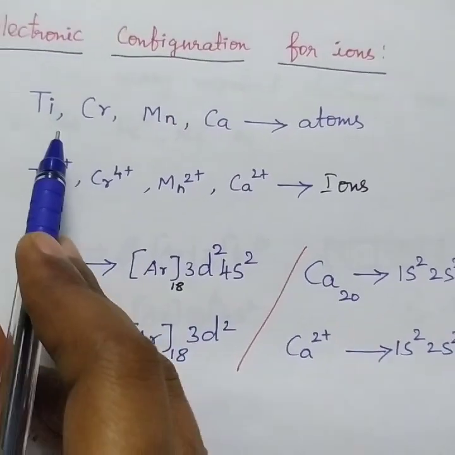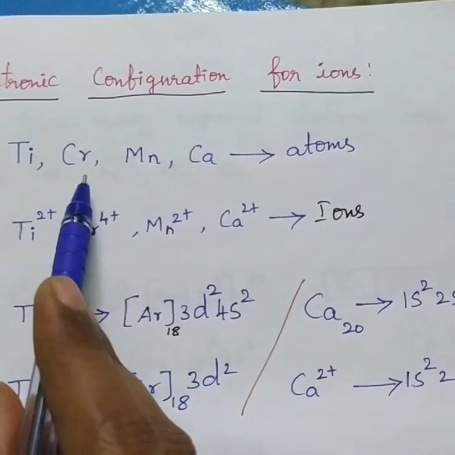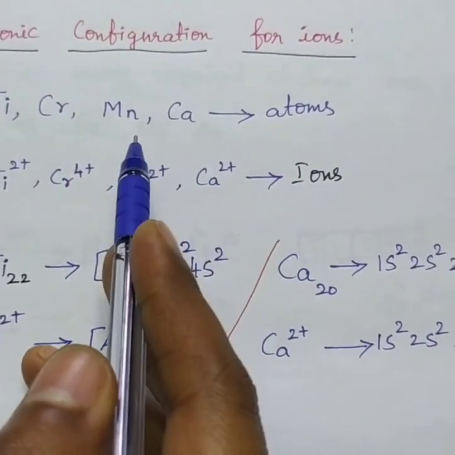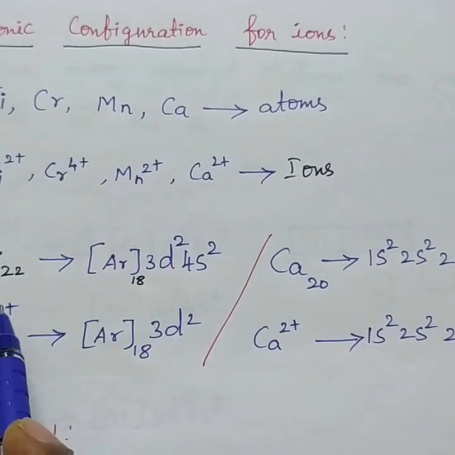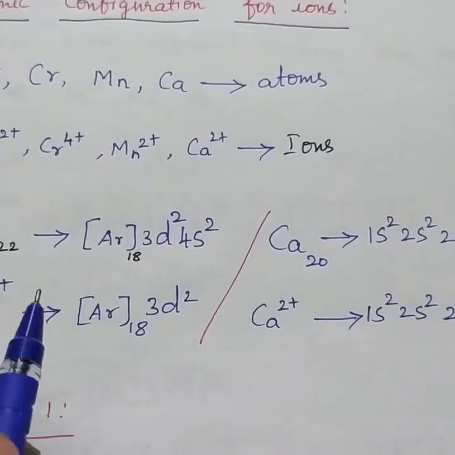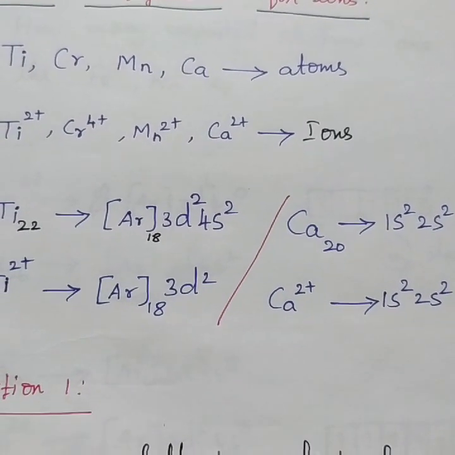Atoms, for example, I have written titanium, chromium, manganese, calcium. Likewise, these are all called atoms. Whereas ions, what do they mean? If you remove or gain an electron, it becomes positively or negatively charged. That is called an ion.